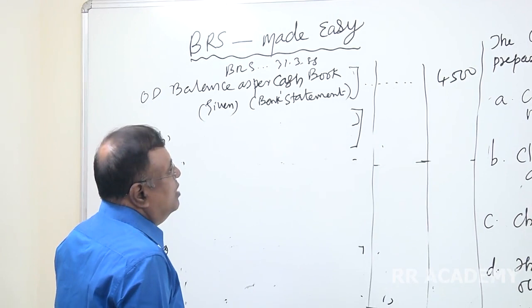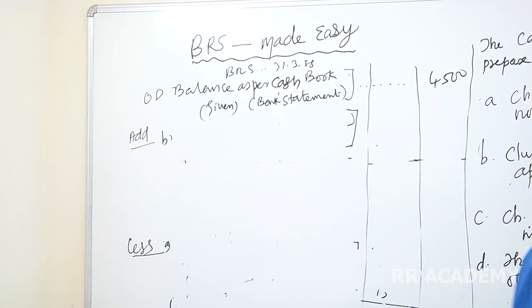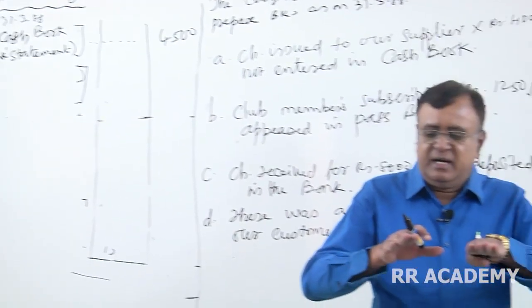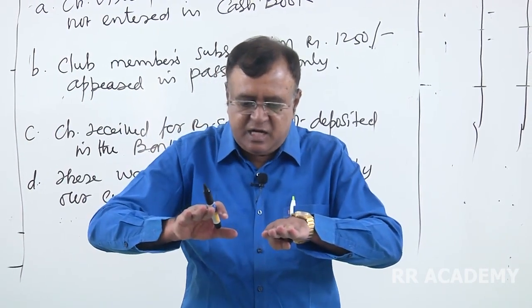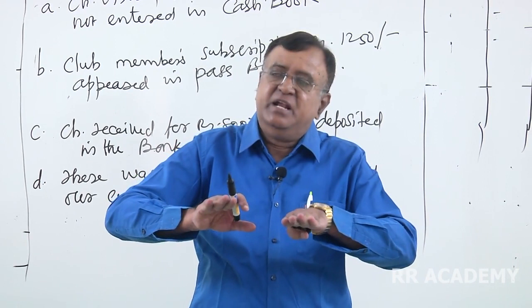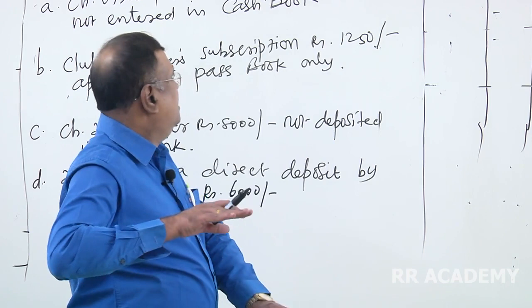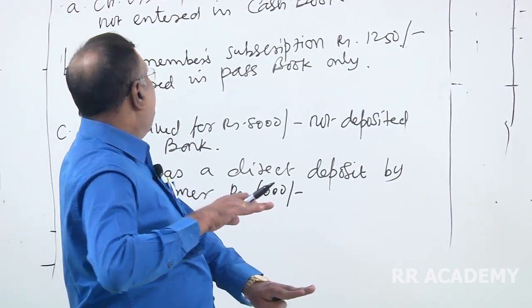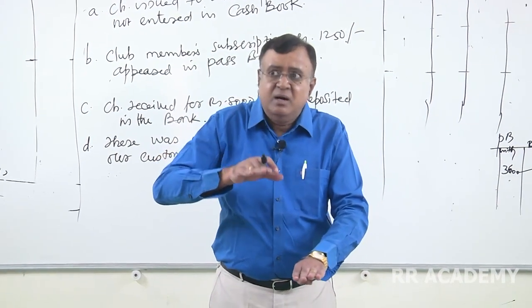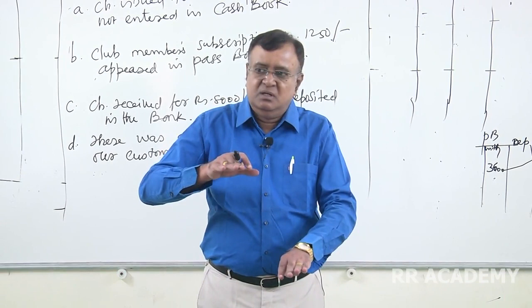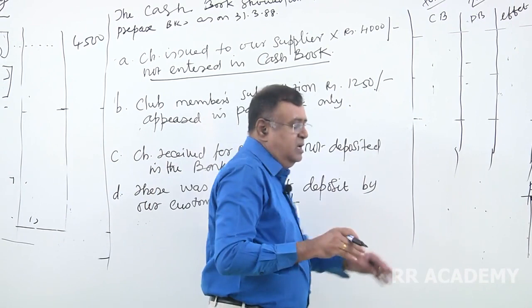Now, one by one, check issued to our supplier. Same thing, friends. Left hand side cash book, right hand side passbook. Check issued will appear in the cash book, and the cash book balance comes down. But here it is not entered in the cash book. See, that is what is given here.